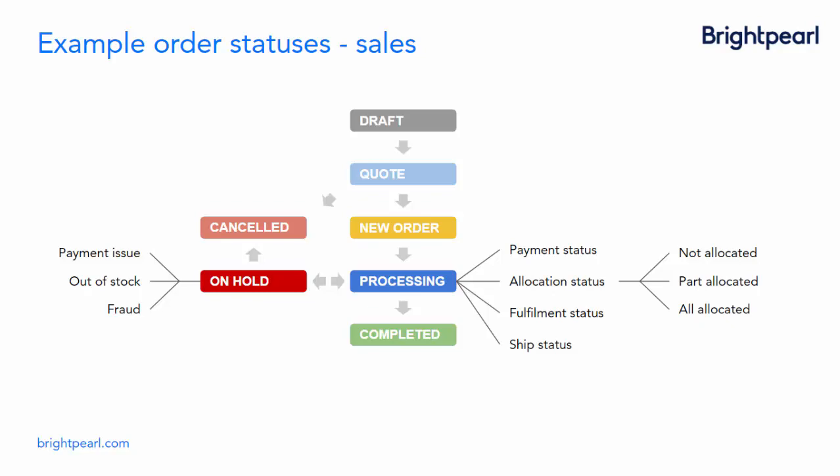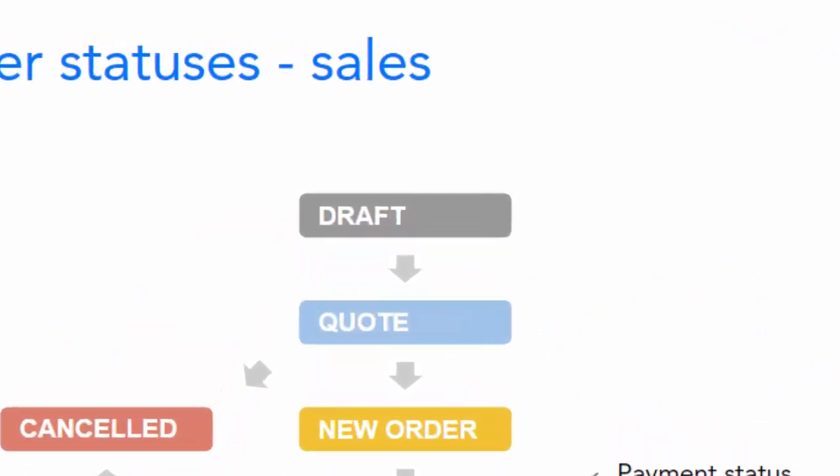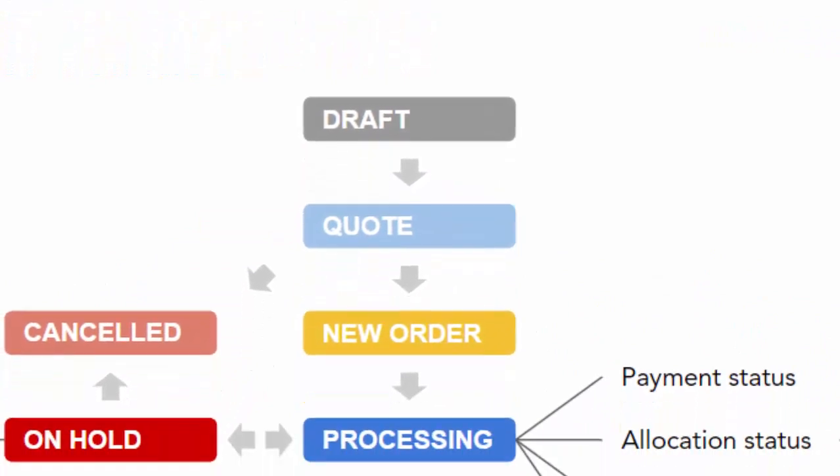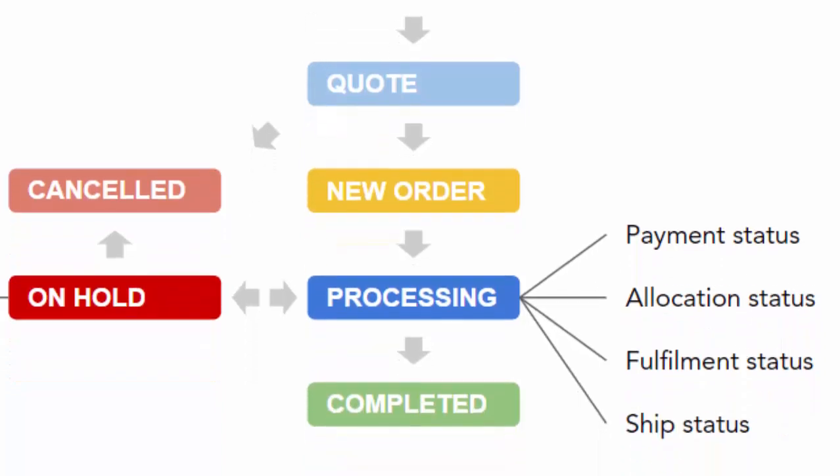Here's a typical sales order workflow. B2B orders would start as a draft, and then progress to a quote when you send it to the customer. When they confirm, it would progress to new order. B2C orders, downloaded from a sales channel, would arrive on the new order status. When you start working with the order, you'd move it to processing.